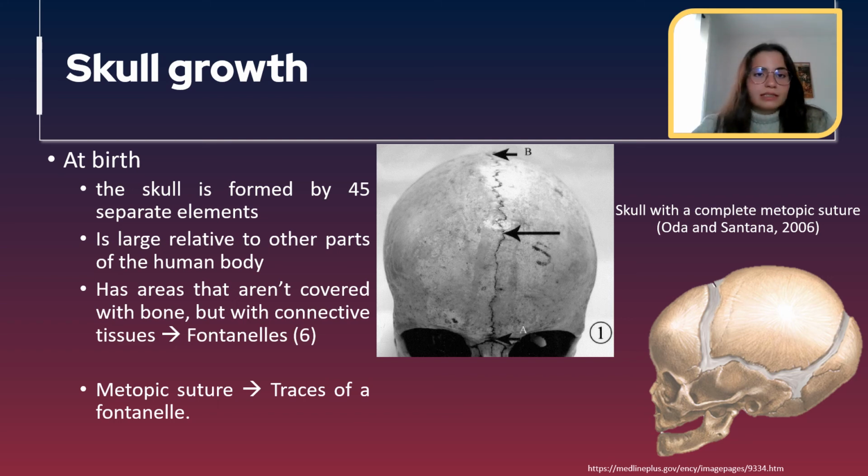At birth, the skull has areas that aren't covered with bone, but with connective tissues. And these soft spots are called fontanelles. They are cartilage that eventually hardens and turns to bone. And in this image here, the parts that are in gray are the fontanelles. There are 6 fontanelles that correspond to the sutures that I talked about, and one in the middle of the frontal. Sometimes, in adult individuals, it is still possible to see the marks of this fontanelle, forming the metopic suture.